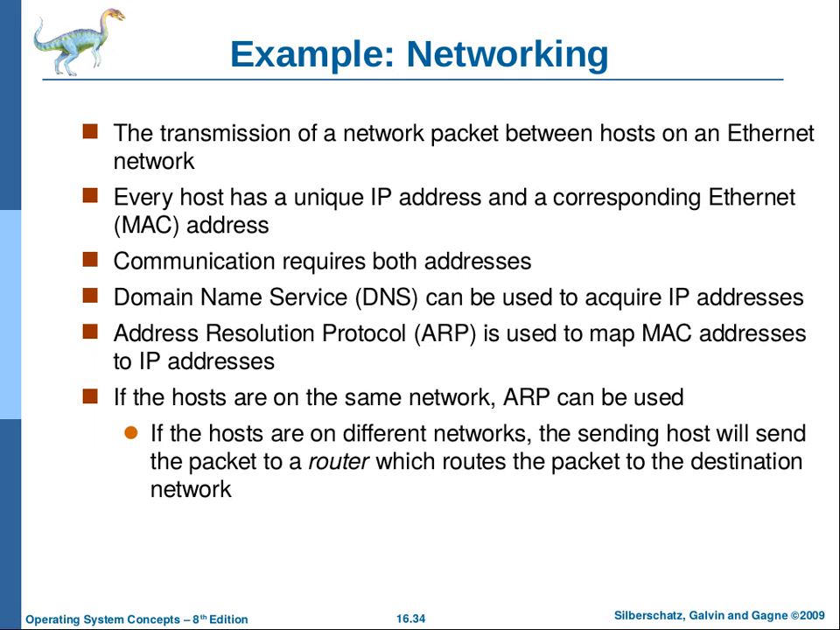All right. An example, networking. Every host has a unique IP address. Well, that's not true. And a corresponding Ethernet MAC address, which, by the way, is also not necessarily unique, but that's okay. They're supposed to be unique. The IP address and the MAC address should be unique. Back in the day, you could still spoof it. Oh yeah, true. You can always spoof it.